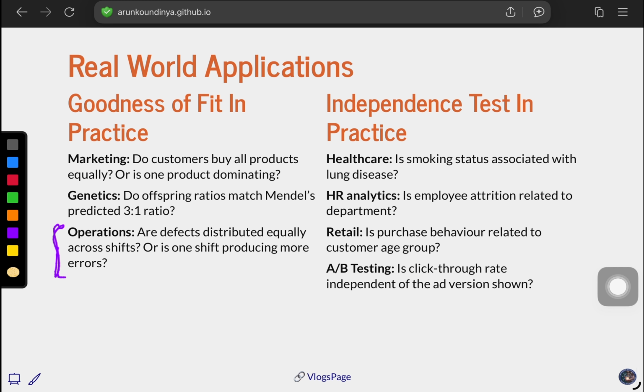And there are other areas like healthcare, HR analytics, retail, etc. These are all broad areas where we can see it. It's important because we all go with the law of averages. Instead, it takes just a couple of lines of code. If you pass the data to Python or R, it gives you the chi-square test if you want to test it out.